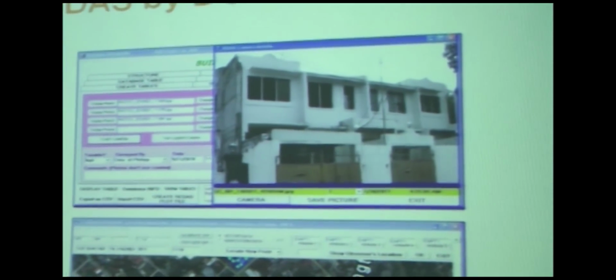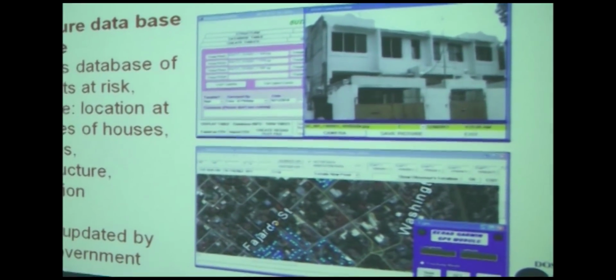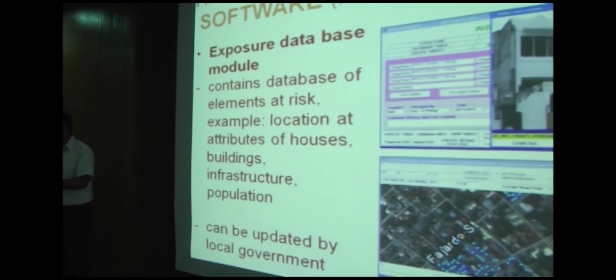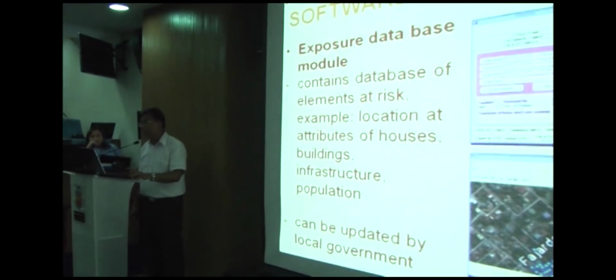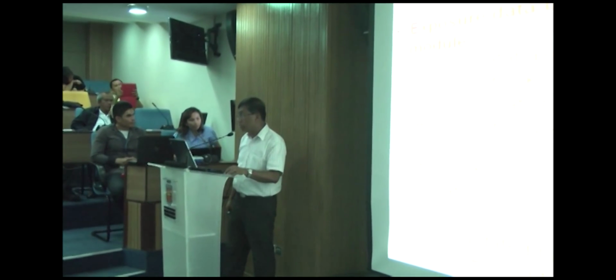The second module of the software is the exposure database module. The problem in many countries in the world is that we don't have a good location and description of things that might be affected by a particular hazard. So this exposure database module would contain elements at risk.